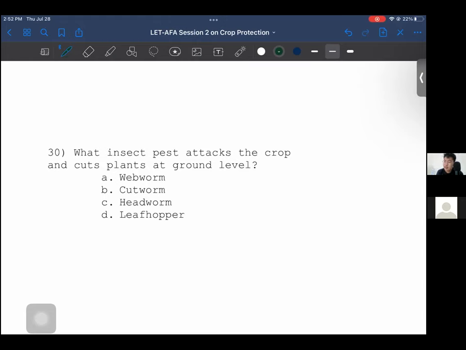So naulit to, what insect pest attacks the crop and cuts plants at the ground level? So kanina na discuss na natin to, this item, ang answer dito ay cutworm.